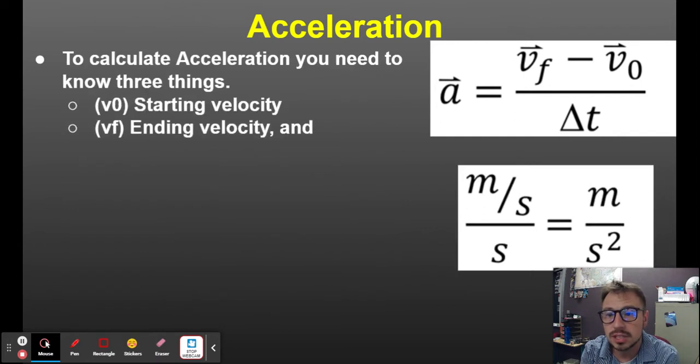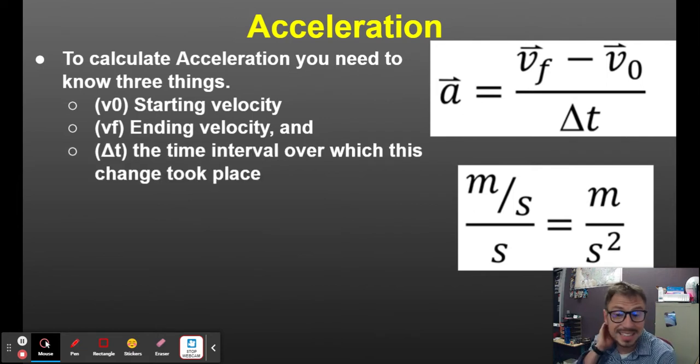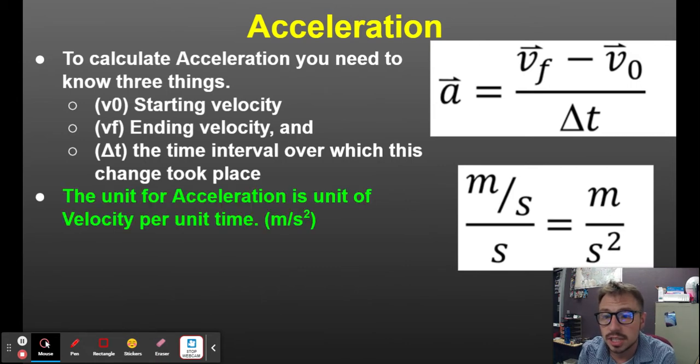So to calculate acceleration, you need three things. You need the starting velocity, which is v initial, that's at time 0, at the beginning of that time interval. How fast is that object traveling? Then the final velocity, that's the ending velocity at the end of that time interval, and the time interval over which this change took place.